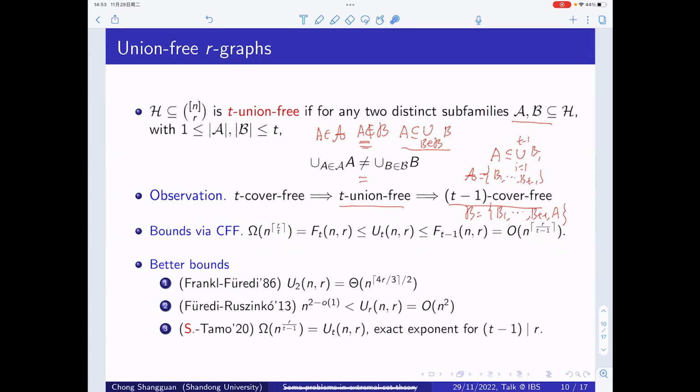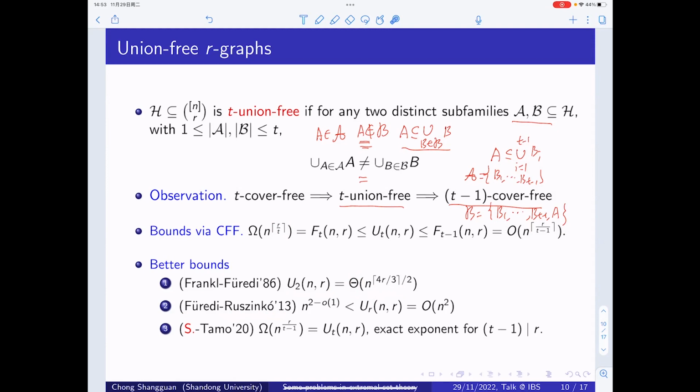So people have tried to improve these bounds. The case t equals 2 has a quite strange exponent. Frankl and Füredi determined the maximum size of 2-union-free r-graphs up to a constant factor. And Füredi and Tuza studied the case when t equals r. They provide some improved upper and lower bounds for r-union-free r-graphs.